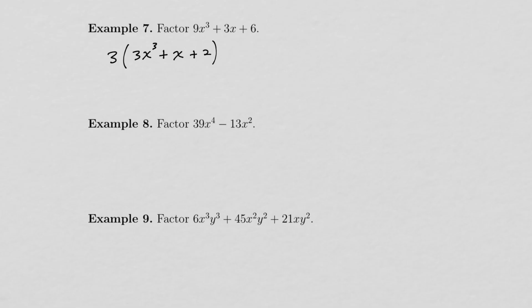All right, next one. 39x to the 4th minus 13x squared. It turns out actually that 39, if we factor this, right, 2 doesn't go in, but 3 goes in, and how many times it goes? It goes in 13, right? And 13 is a prime number.